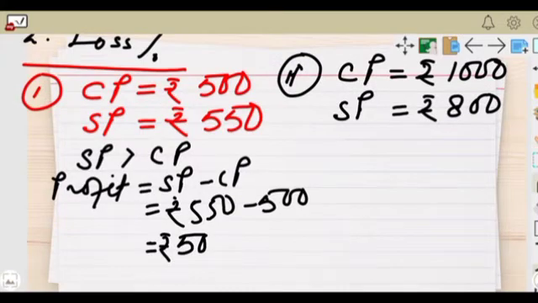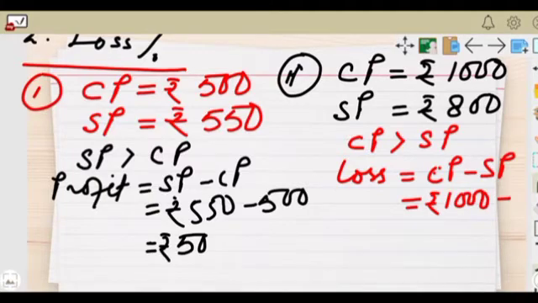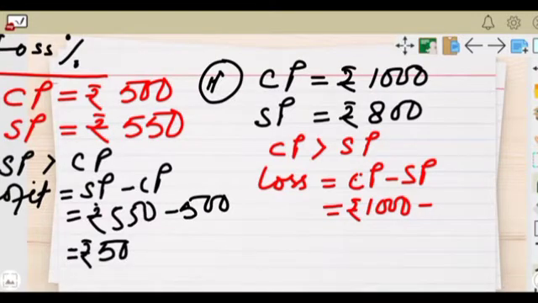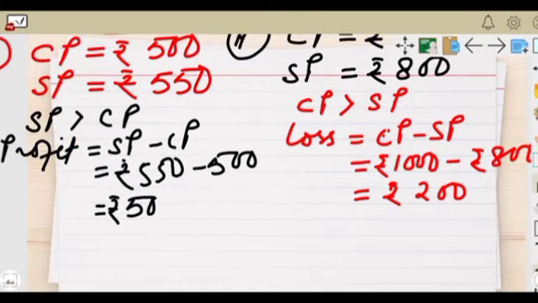And what about the second example? We have cost price 1000 and the selling price 800. Cost price is bigger than selling price, so there will be loss. So how are we going to find the loss? Here loss means cost price minus selling price. So what is the cost price? Cost price is rupees 1000 minus, I'll drag the screen a little bit, then we have 800 rupees. So 1000 minus 800 means we have rupees 200. Okay, first let me come to profit percent. So how are we going to find profit percent here?